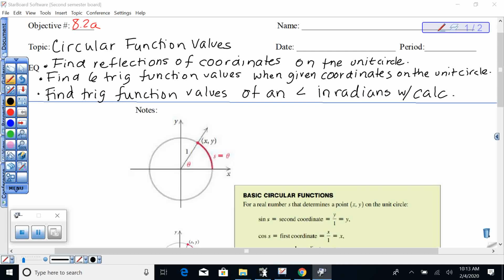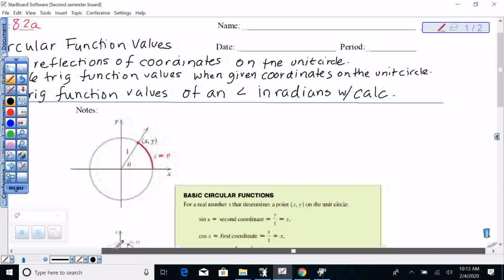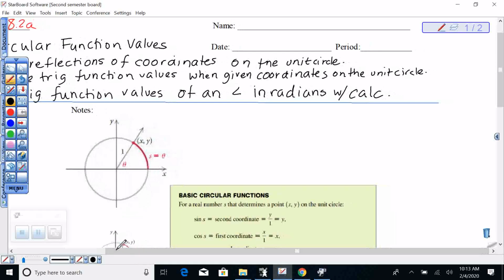All right. So we have here a picture of a unit circle labeled in theta, this unit S, which is equal to theta, and some coordinates on the unit circle as x and y. And let's talk about what S means. Let me give you a formula. Here's something that's true. On the unit circle, your radius is 1, right? 1 unit.